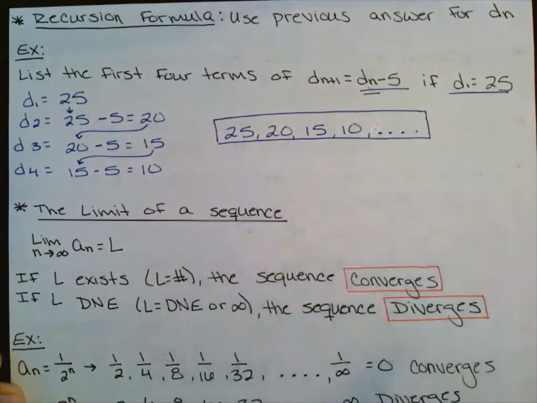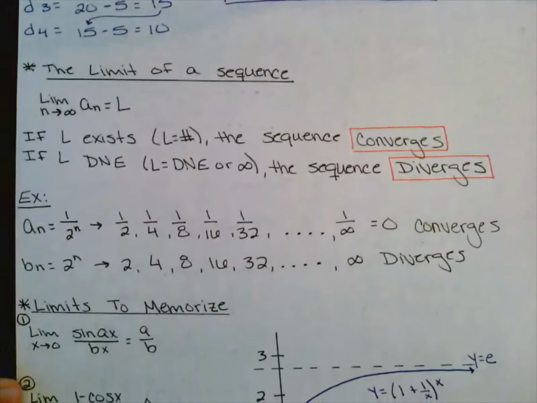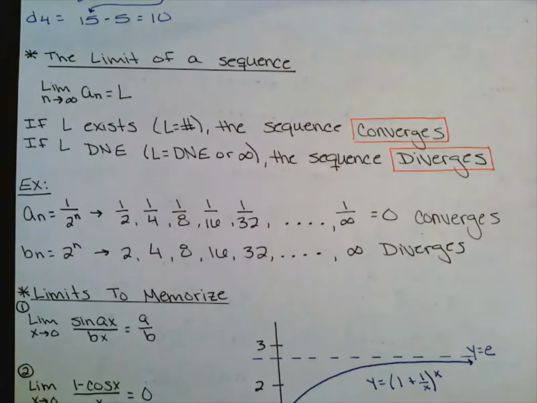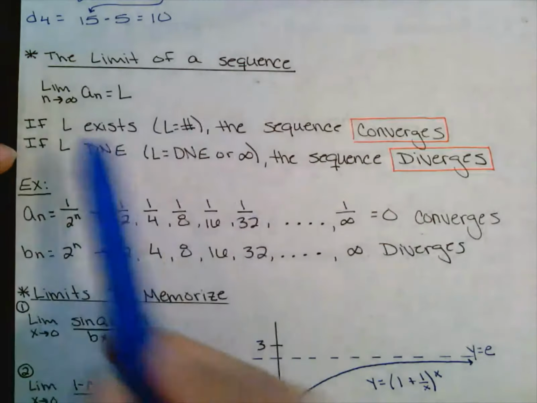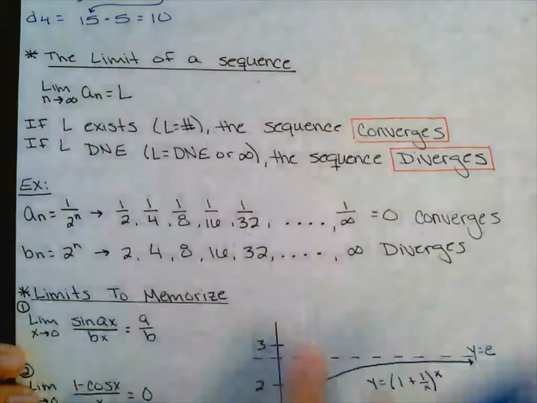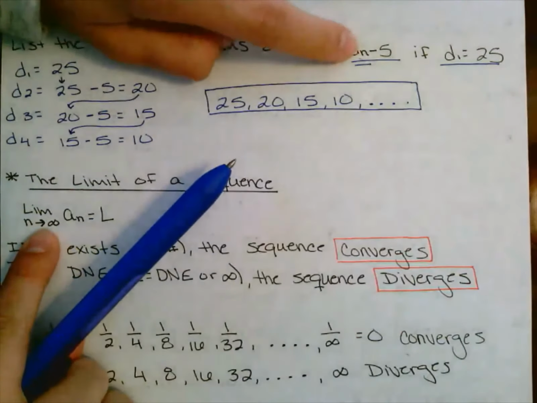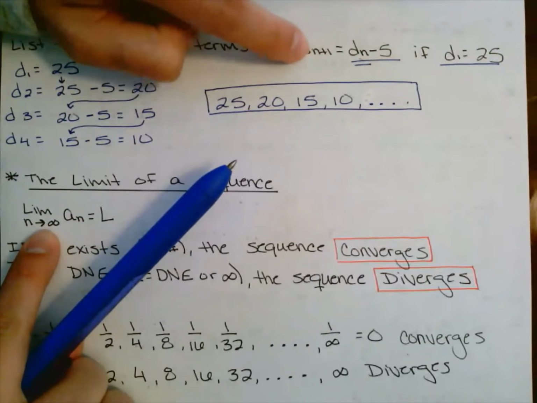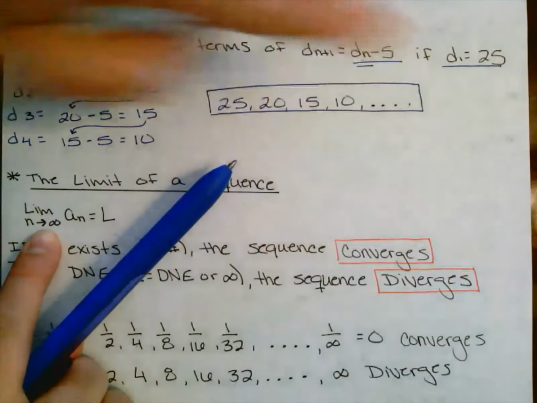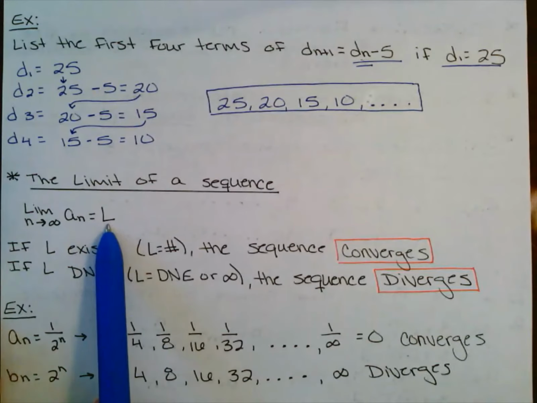So that's where this next concept is going to come into play. The limit of a sequence, okay? Remember, we use limits to understand things approaching. So we could say that as n approaches infinity, meaning as this n keeps getting higher and higher, meaning a higher term and a higher term, of a sequence is going to give us some number L, right?